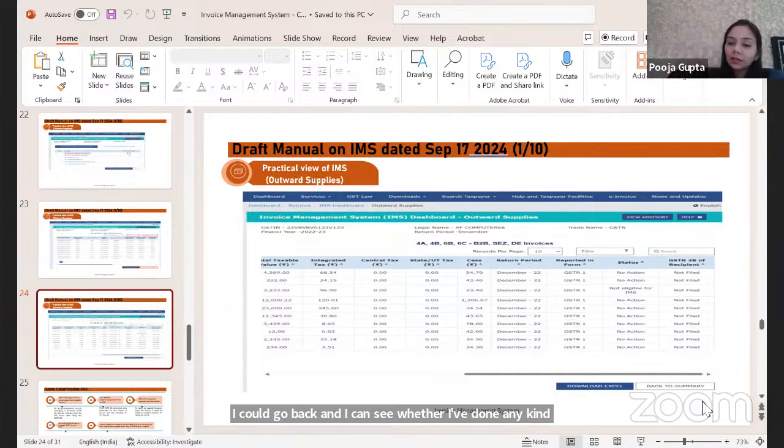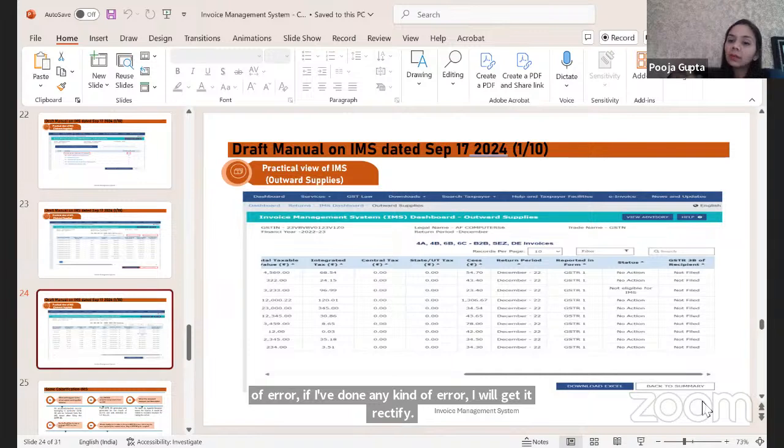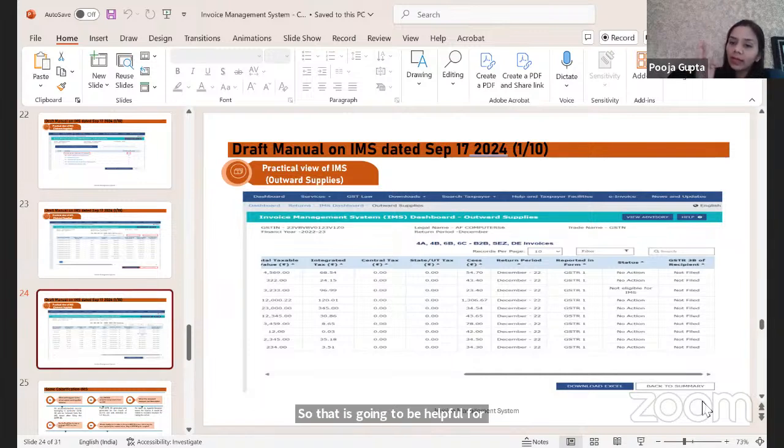So that is going to be helpful for the supplier as well, because the supplier will be able to see the action of the recipient on their dashboard as well. And the supplier can also take corrective action basis the actions of the recipient. So that's the outward supply view that is going to look like on the IMS dashboard.